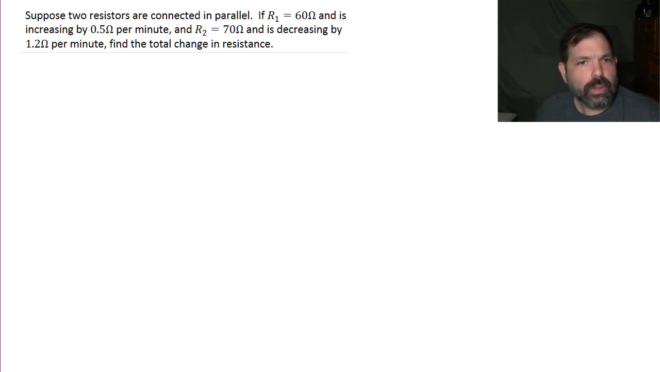So one more problem. Suppose that two resistors are connected in parallel, and resistance 1 is 60 ohms. All right, so that omega symbol represents ohms. That's a measure of resistance. If R1 is 60 ohms and is increasing by 0.5 ohm per minute, and R2 is 70 ohms and is decreasing by 1.2 ohm per minute, find the total change in resistance.